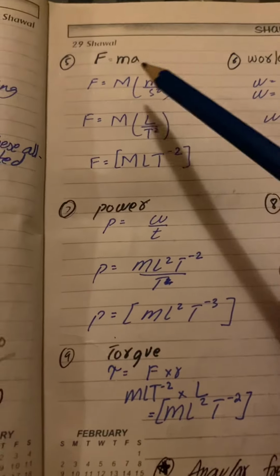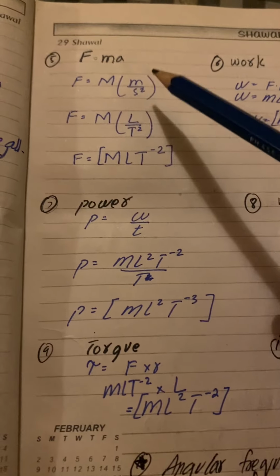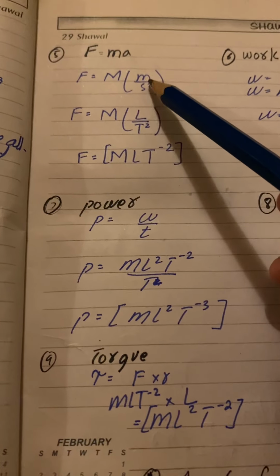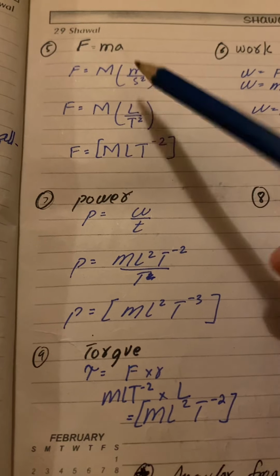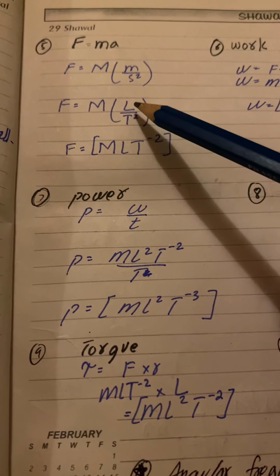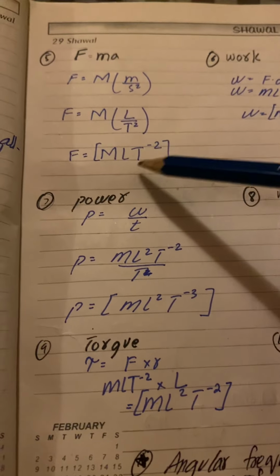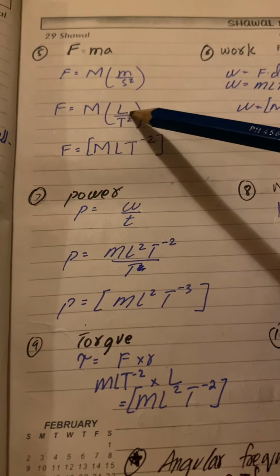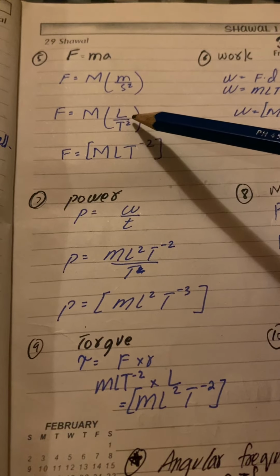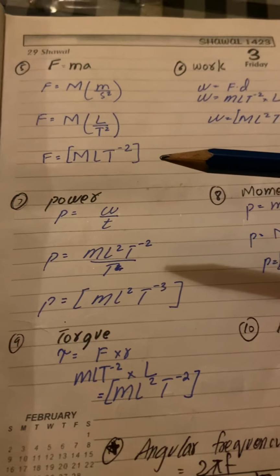Force is equal to mass, which will be represented as capital M, times acceleration. The unit of acceleration is meter per second square. So F is equal to meter per second square. Meter means length, a distance, so it will be written as L, and second means time, T square. So M multiplied by L and divided by T square. When T comes in the numerator, it will be minus 2. So the dimension of force is MLT minus 2.